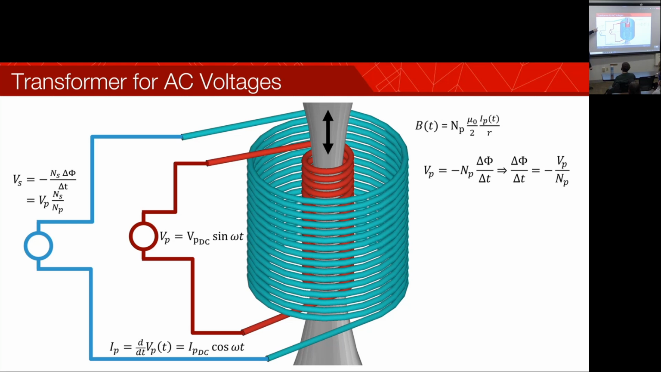So we can essentially see NP over NS equals VP over VS. So if the secondary coil has more turns than the primary coil, what happens? Secondary coil has more turns than the primary. NS is greater than NP. Voltage goes up. The voltage will go up.